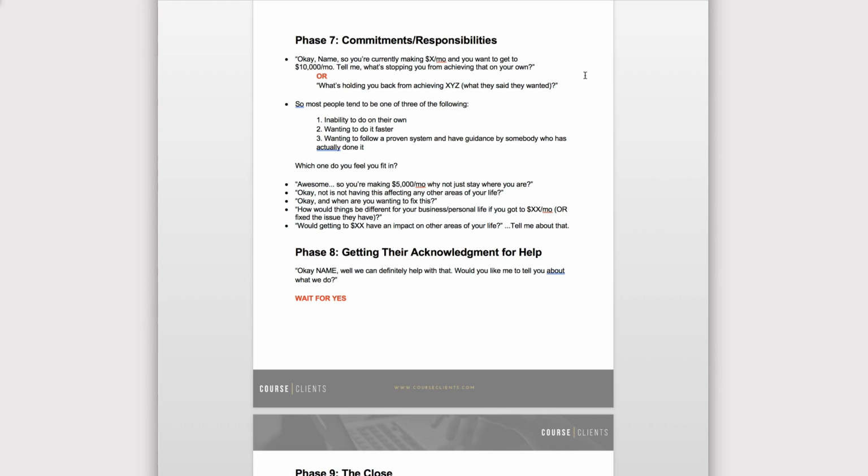If you notice throughout the whole script, it's really asking a question, they're stating something, and you're asking it again in a different way. It might seem redundant, but you need them to articulate it. This is really key. You need them to articulate it.